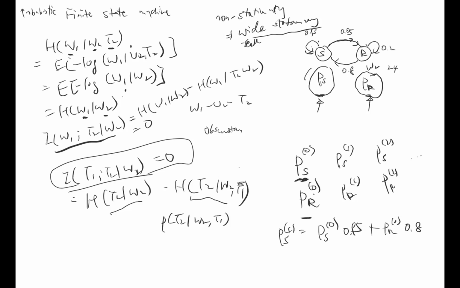So then I say, okay, if this is really steady state, what I want is that these probabilities are not going to change. It means that I want PS1 to be equal to PS0. So if PS1 is equal to PS0, then I will just have PS0 times 0.05 is equal to 0.8 times PR0.